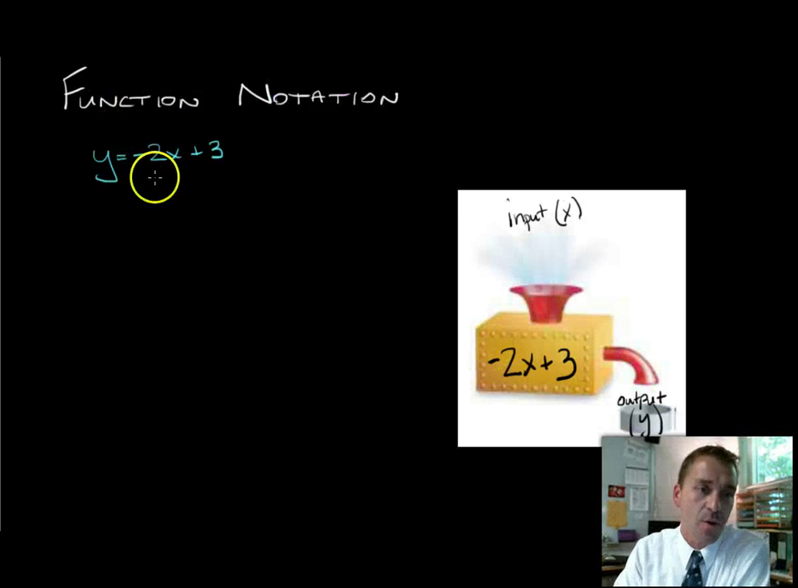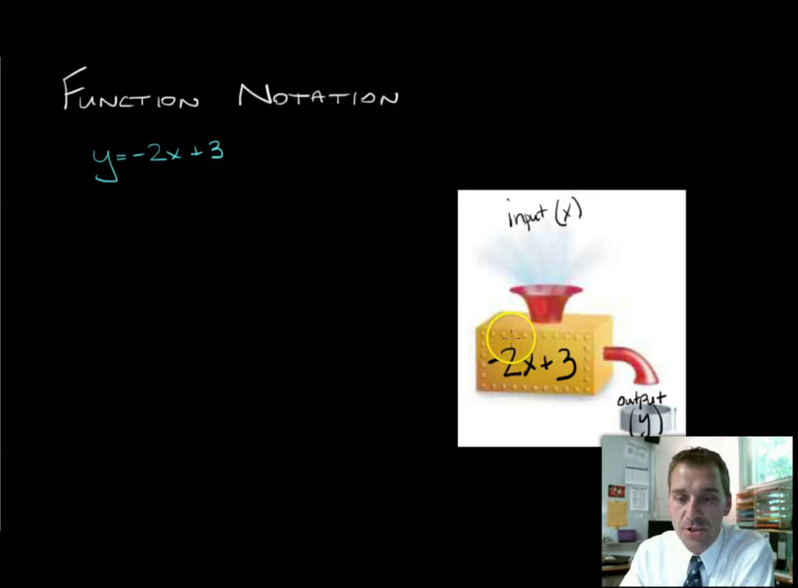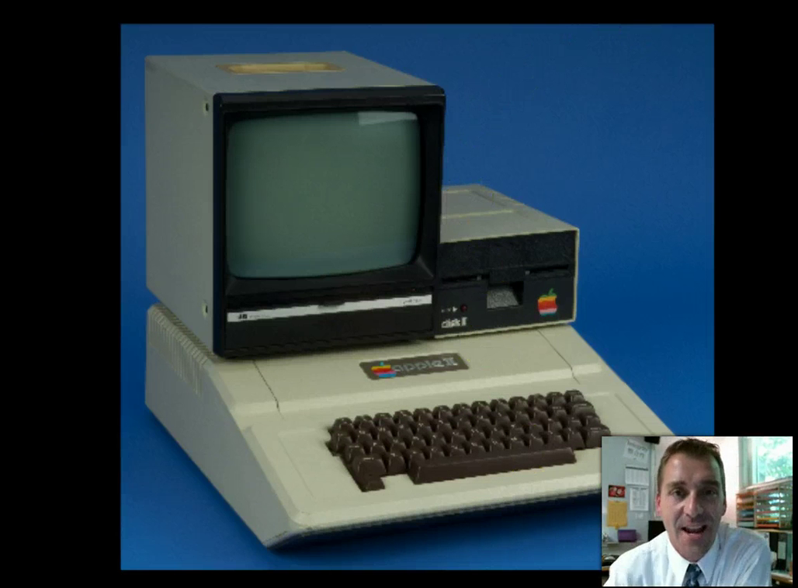So if you take this equation that we just did, and you see this little box over here, I'm calling this my equation machine. So my equation, as you see in here, -2x plus 3, that is my rule that I put into this equation machine.